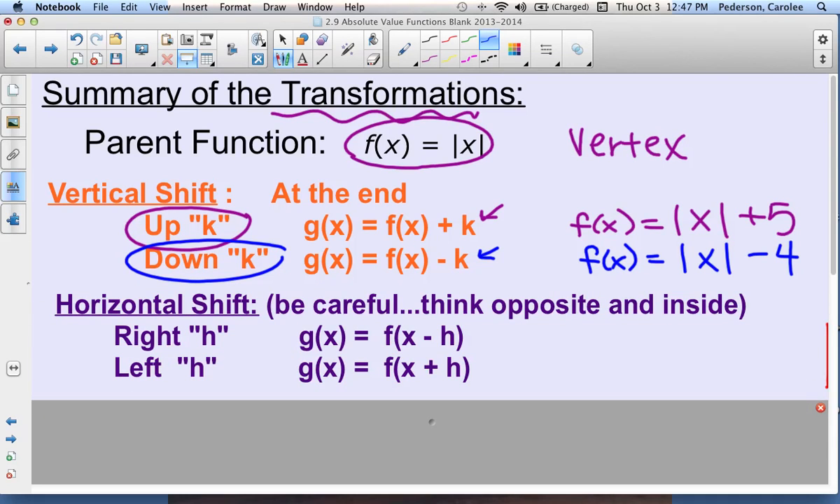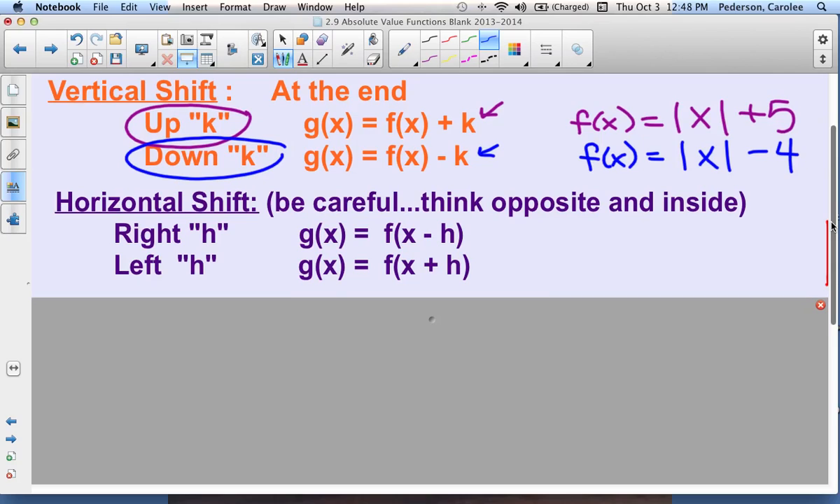Now I'm going to cover the second piece. The horizontal shifts. Those are things when we pick up our graph and move it left and right. And I've highlighted in parentheses, be careful. Think opposite, and it's inside. So if we have a function with a minus h, an example would be f of x equals the absolute value of x minus 5. We have to think opposite. We're going to shift this graph to the right 5.